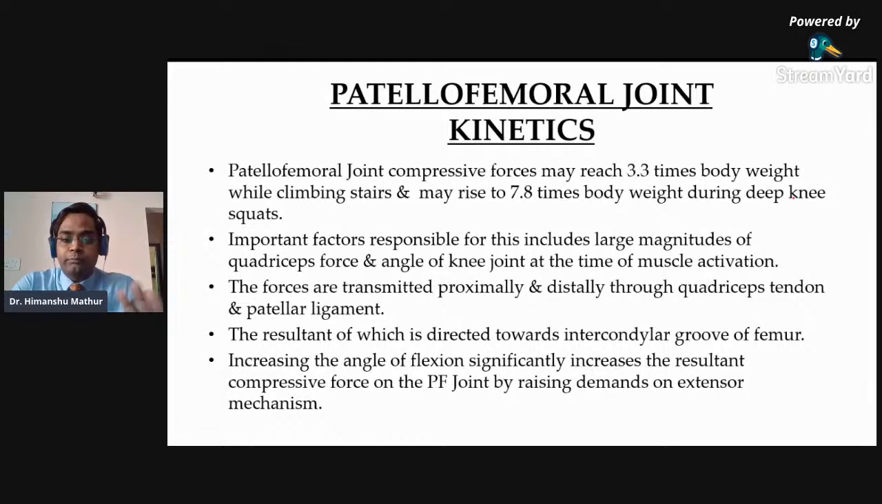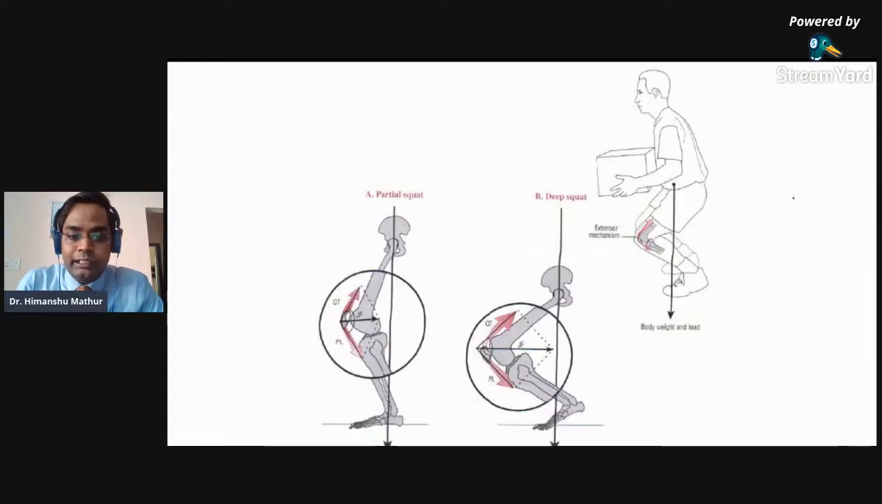The forces are transmitted proximally and distally through the quadriceps, the resultant of which is directed towards the intercondylar groove of the femur. The increase in the angle of flexion significantly increases the resultant compressive force of the PF joint by raising demands of the extensor mechanism. I'll tell you how.